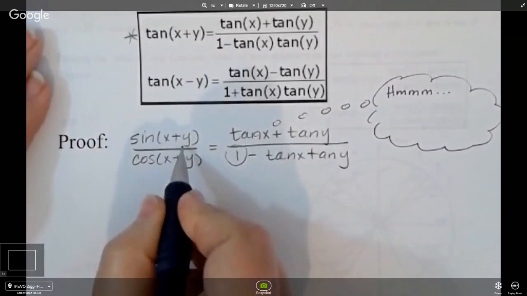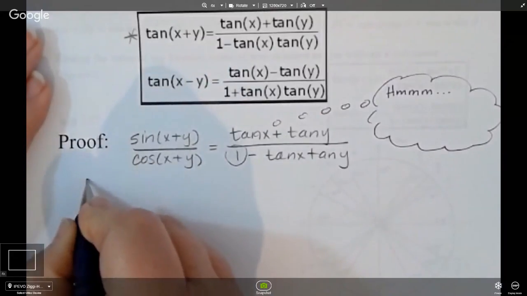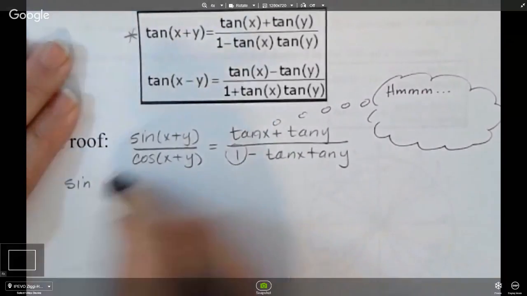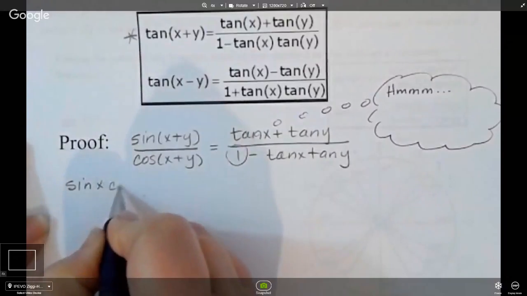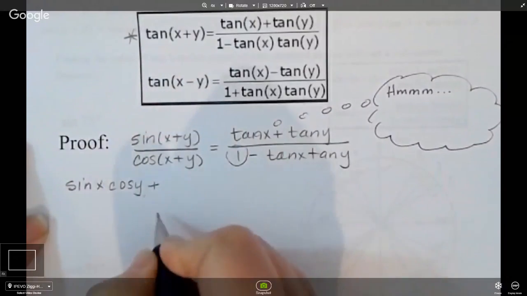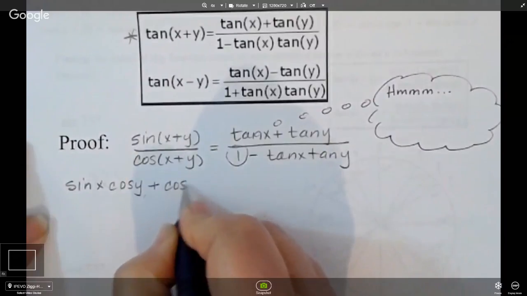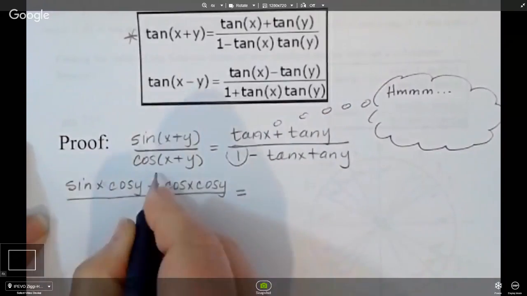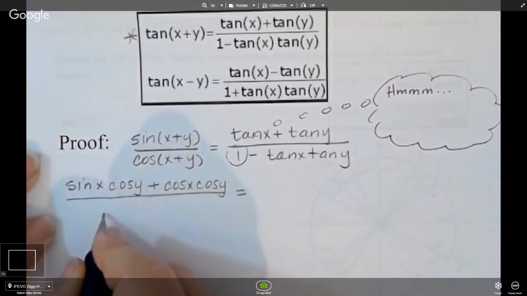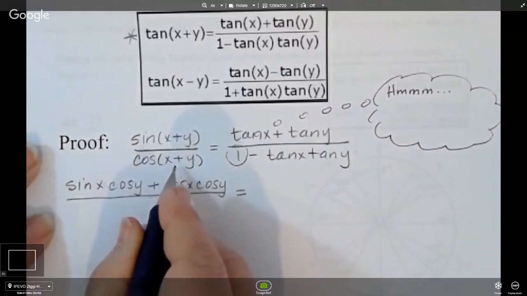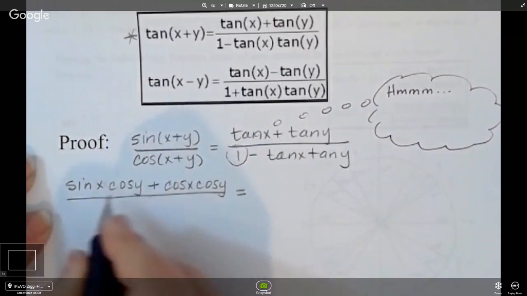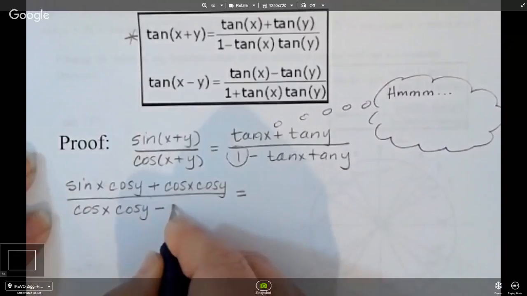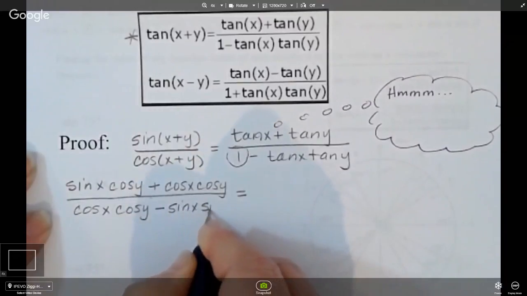So the sine of a sum of two angles is going to be, as we remember, the sine of x, the cosine of y, plus, because the signs stay the same, the cosine of x, sine of y, all over the cosine of a sum, which is cosine, cosine, sine, sine, and the signs collide or are opposite. This is cosine of x, cosine of y, minus the sine of x, sine of y.